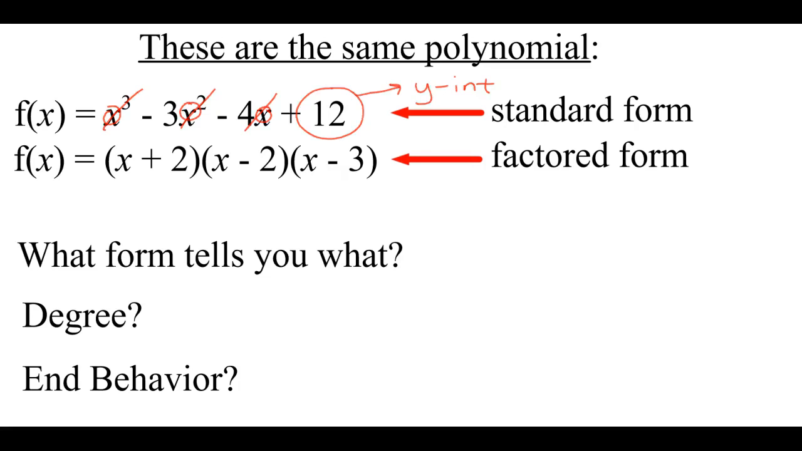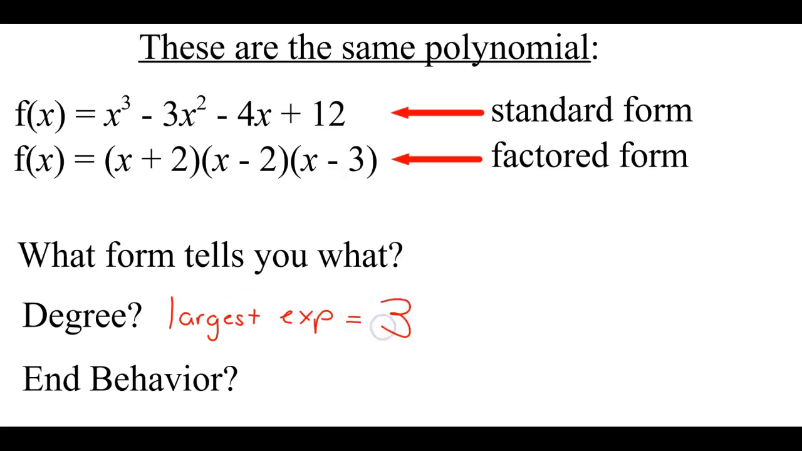Okay. What does factored form tell us again? The x-intercepts. What's the degree? Which form should I look at for degree? Remember, degree is the largest exponent. Yes, standard form. So what is the degree? It's 3.